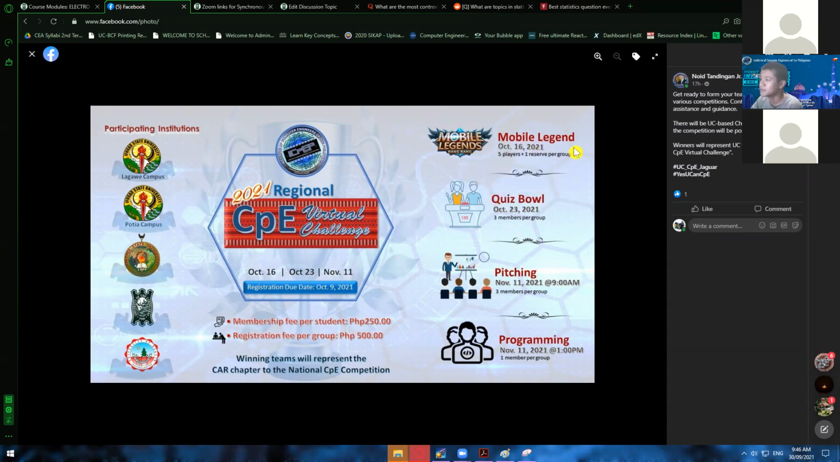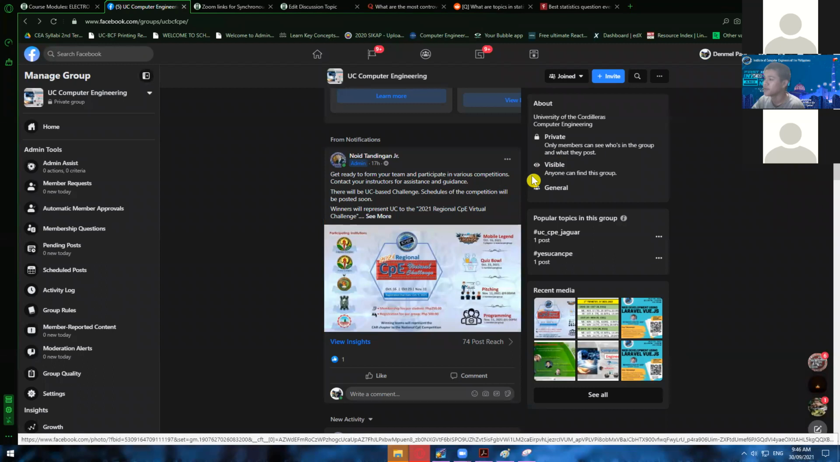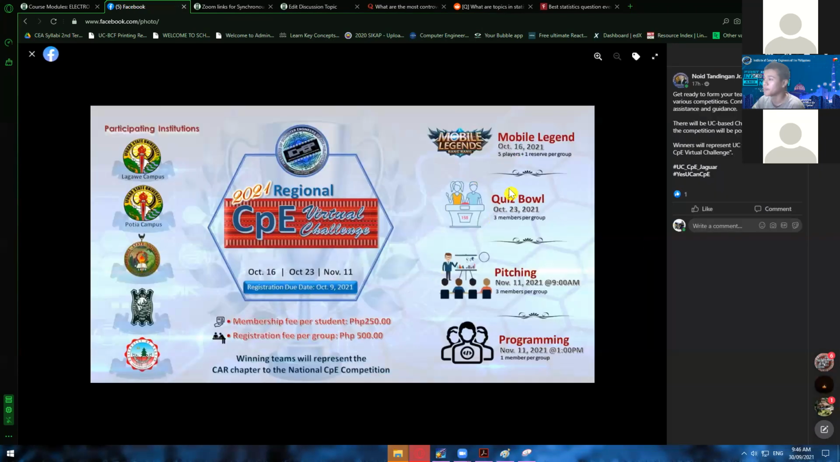The Mobile Legends tournament will happen on October 16, 2021. Of course it's a 5v5 tournament, so having a main 5 players is required, plus one reserve. It's the optional one, just in case one player becomes sick on the date of the tournament. That is why we have one reserve group. We also have other events like Quizbowl, pitching, and programming, but I'm no longer the one in charge of those events.